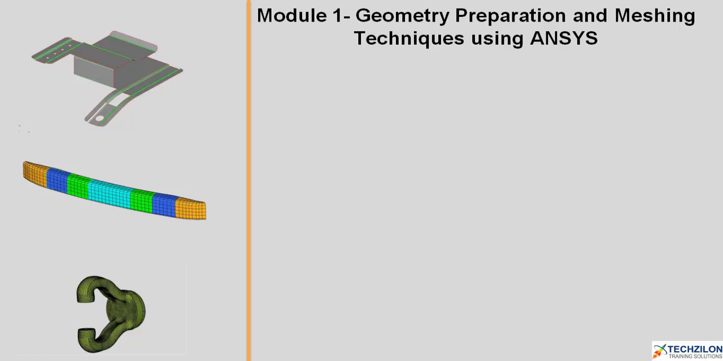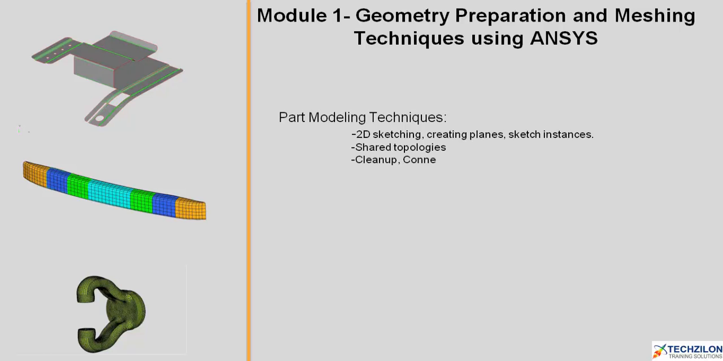In Module 1, we'll be looking into geometry preparation and meshing techniques using ANSYS. You will learn part modeling techniques, under which you'll have 2D sketching, creating planes, sketch instances. You'll learn shared topologies, cleanup, connect and repair operations, topology alignment, and model estimation methods.